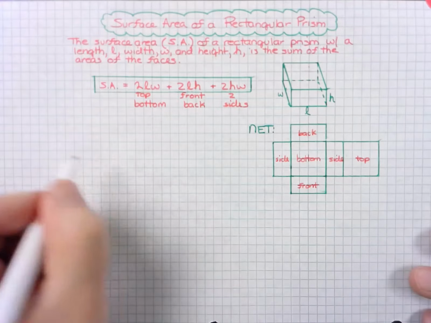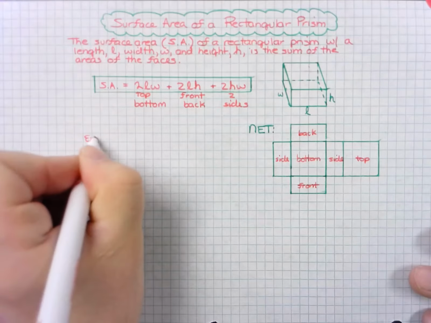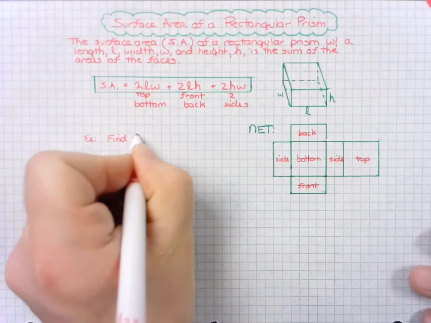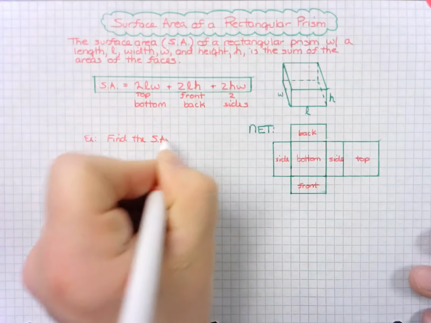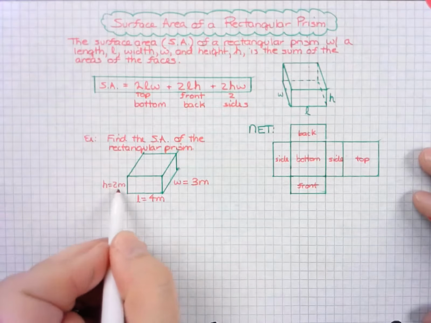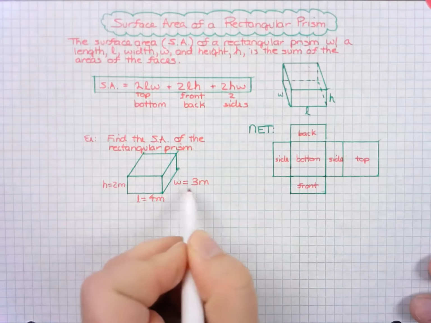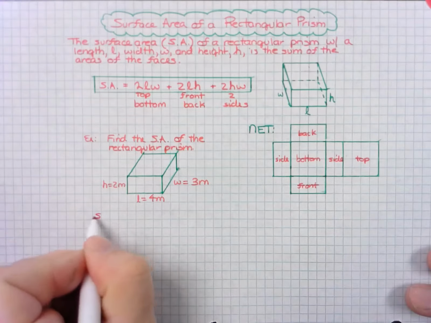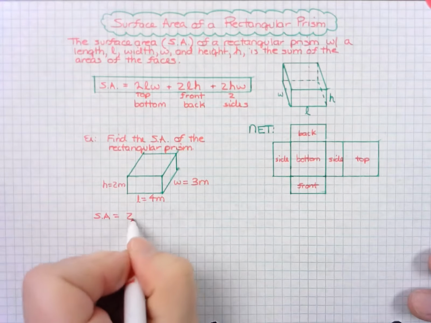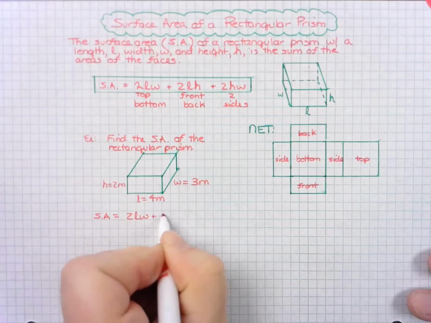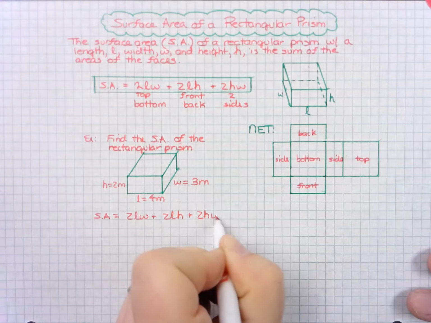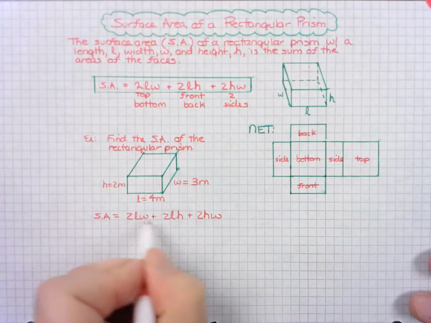So let's look at an example. Find the surface area of the rectangular prism. So I have a height of 2 meters, a length of 4 meters, and a width of 3 meters. And so I set up my formula. Surface area is equal to 2 times the length and the width, plus 2 times the length and the height, plus 2 times the height and the width. And so I can plug in the numbers.